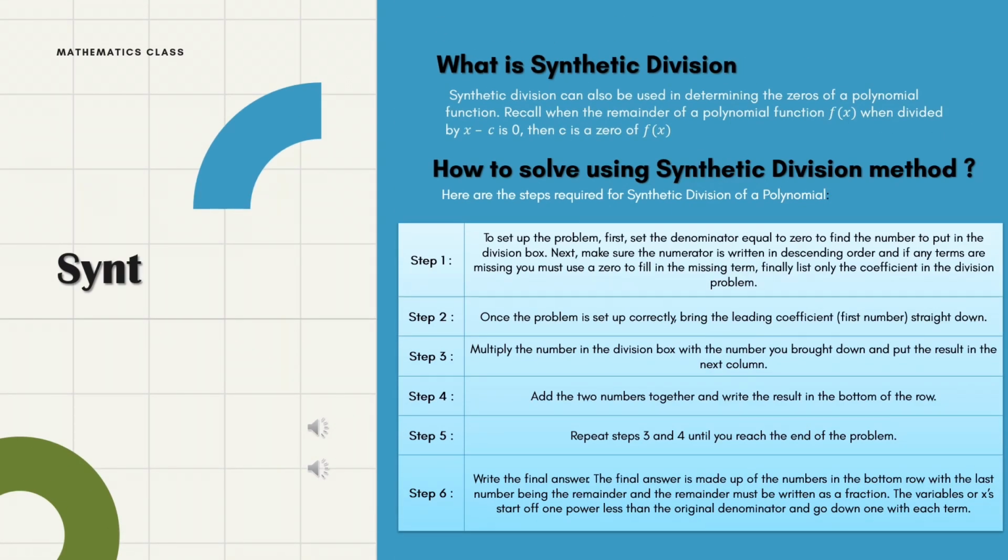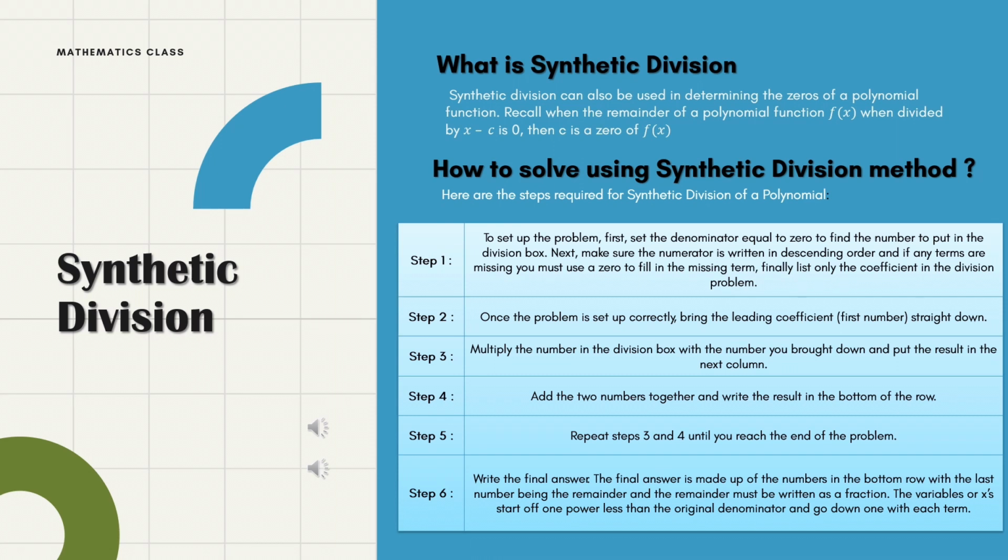What is synthetic division? Synthetic division can also be used in determining the zeros of a polynomial function. Recall, when the remainder of a polynomial function f(x) divided by x minus c is 0, then c is a zero of f(x). How to solve using the synthetic division method? Step 1. To set up the problem, first set the denominator equal to 0 to find the number to put in the division box. Next, make sure the numerator is written in descending order, and if any terms are missing, you must use a 0 to fill in the missing term. Finally, list only the coefficients in the division problem.